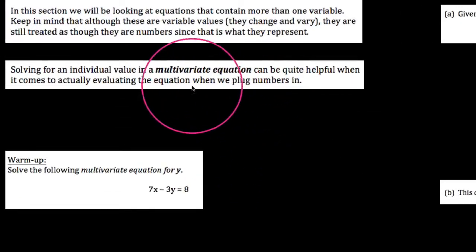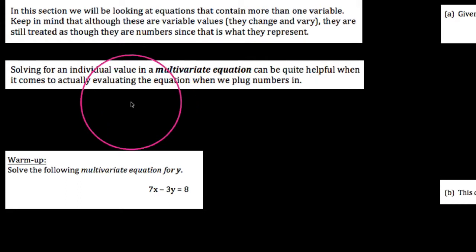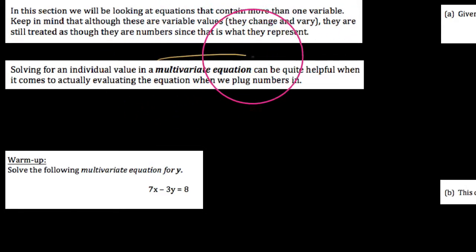Okay, YouTube, in previous videos we've been dealing with both numerical and variable expressions as well as variable equations, but in this video we're going to confront what happens when we look at a variable equation that contains more than one type of variable. So we're going to be looking at equations that contain more than one variable. We better be using the proper vocabulary for them. So we just call these multivariate equations.